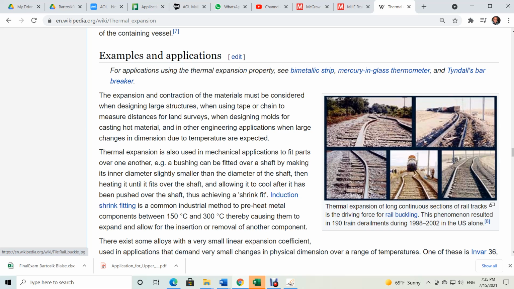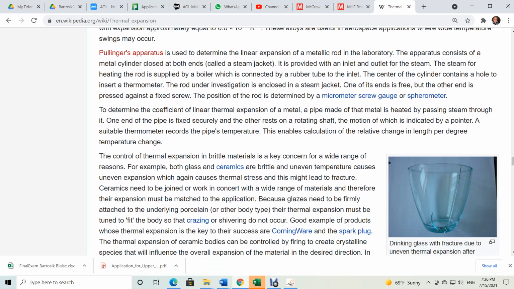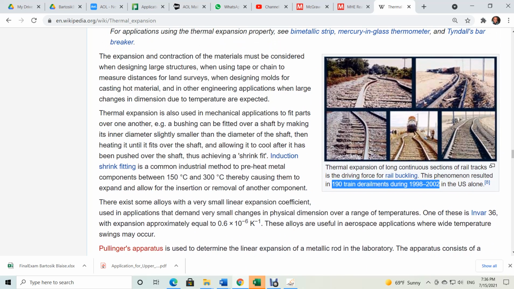Rail buckling. Thermal expansion of long continuous sections of rail tracks is the driving force for rail buckling. This phenomenon resulted in 190 train derailments during 1998 and 2002 in the US alone. So when you are designing something like that, you have to keep thermal expansion in mind. And there are ways to prevent that from happening.